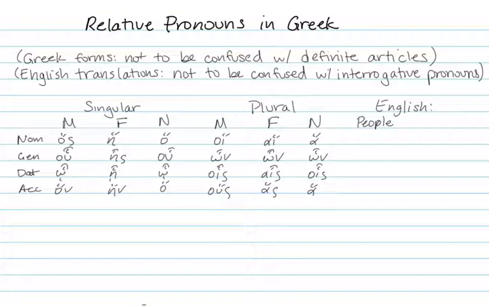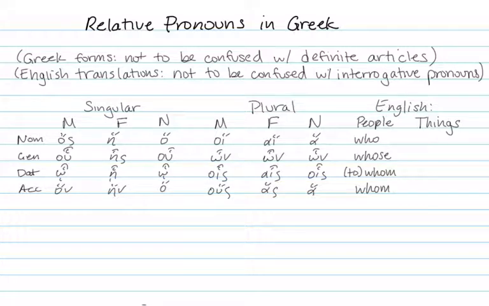So in English, if we're talking about people, it doesn't matter if it's masculine, feminine, or neuter in Greek, but if it refers to people, we're going to use one set of English pronouns, and if it refers to things, we'll use a different set. So for people, nominatives will be translated who, genitives as whose, datives, depending on how it's being used in the sentence, might be to whom, and then accusatives are translated as whom.